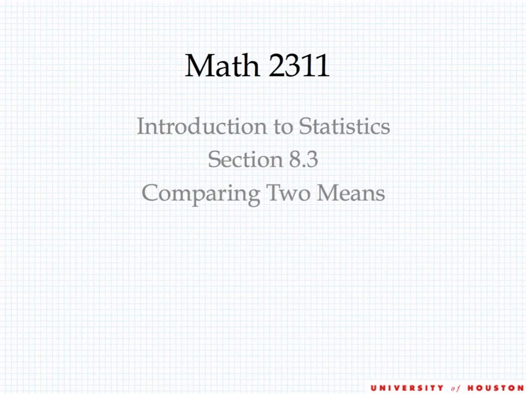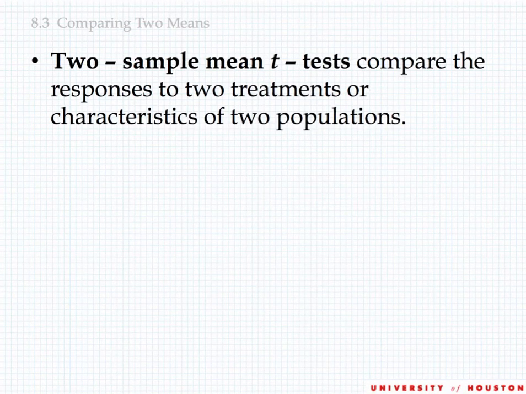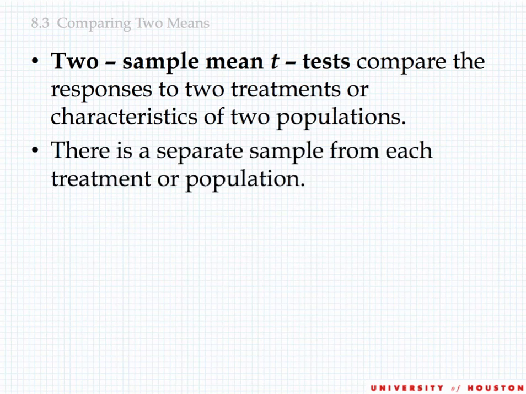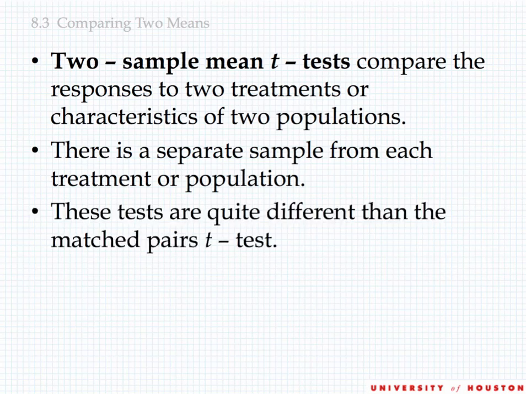Comparing two means. Two sample mean t-tests compare the responses of two treatments or two characteristics of two populations. There's a separate sample from each treatment or population. The tests are quite different from our matched pairs t-test, where our samples came from the same population.